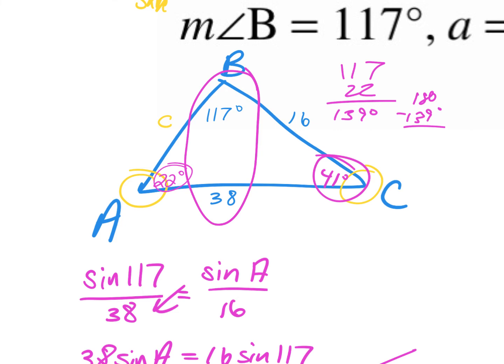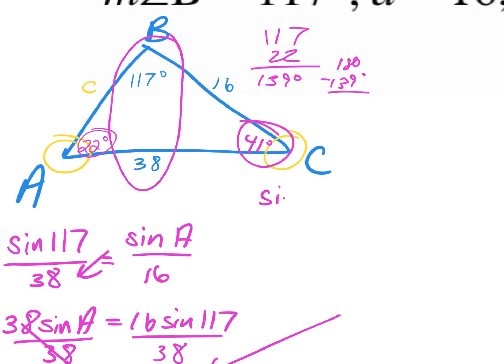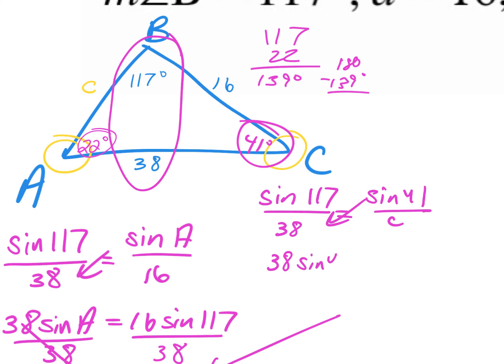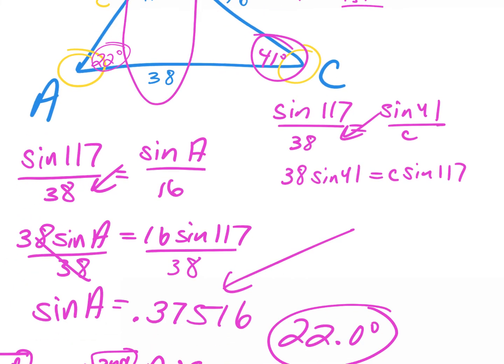Good. And now can I figure out what side C is? Yes, you can use either proportion you want to. I'm going to go back to the one that they gave me at the beginning, so I know it's the most accurate. So I'm going to say sine of 117 over 38 equals the sine of 41 over C. Now, I'm not going to have to use my second sine, second answer because I'm not finding an angle measure. I'm finding a side length. So cross multiply: 38 times the sine of 41 equals C times the sine of 117. Divide both sides by sine of 117.